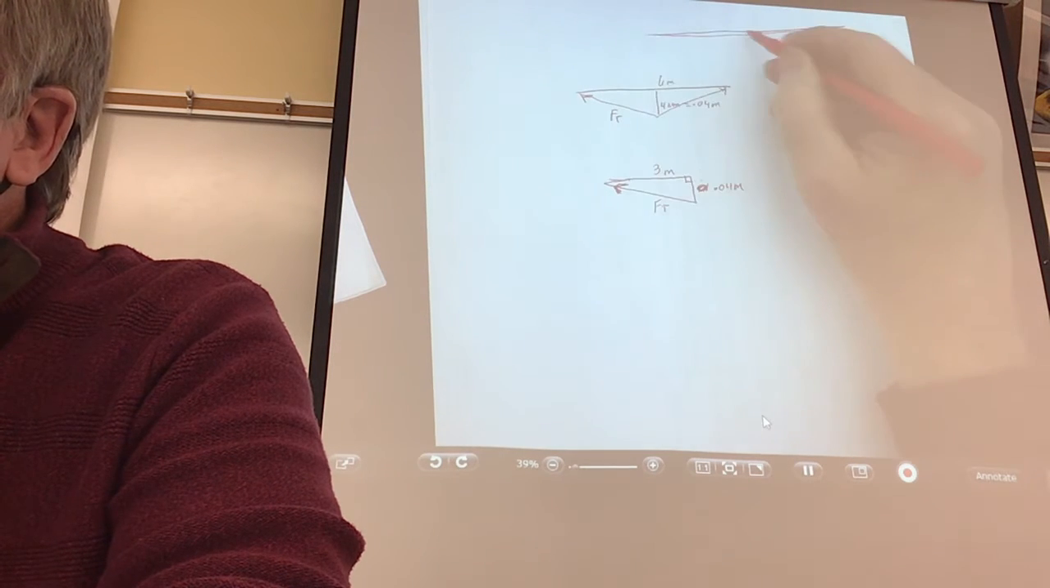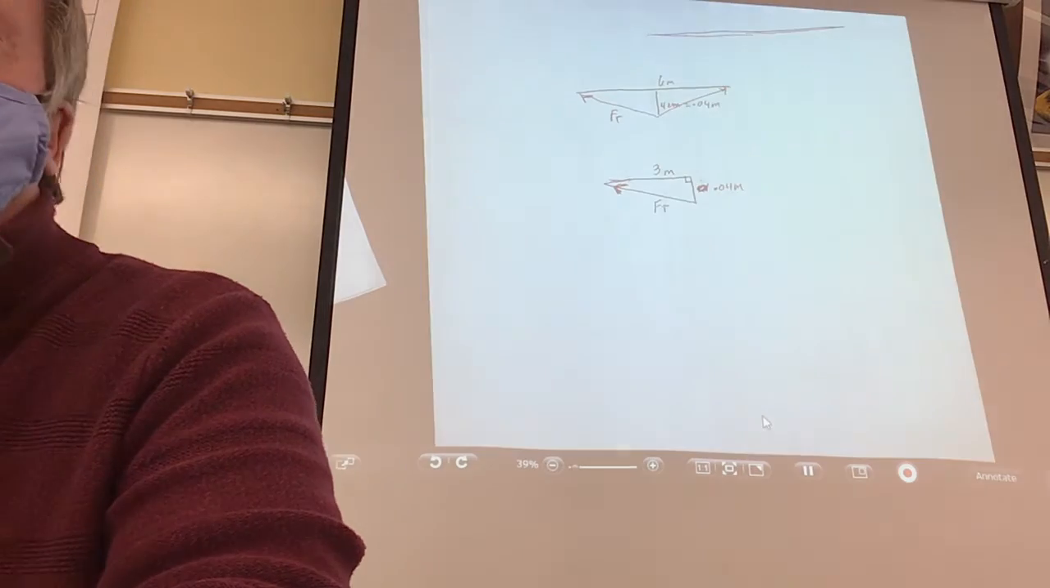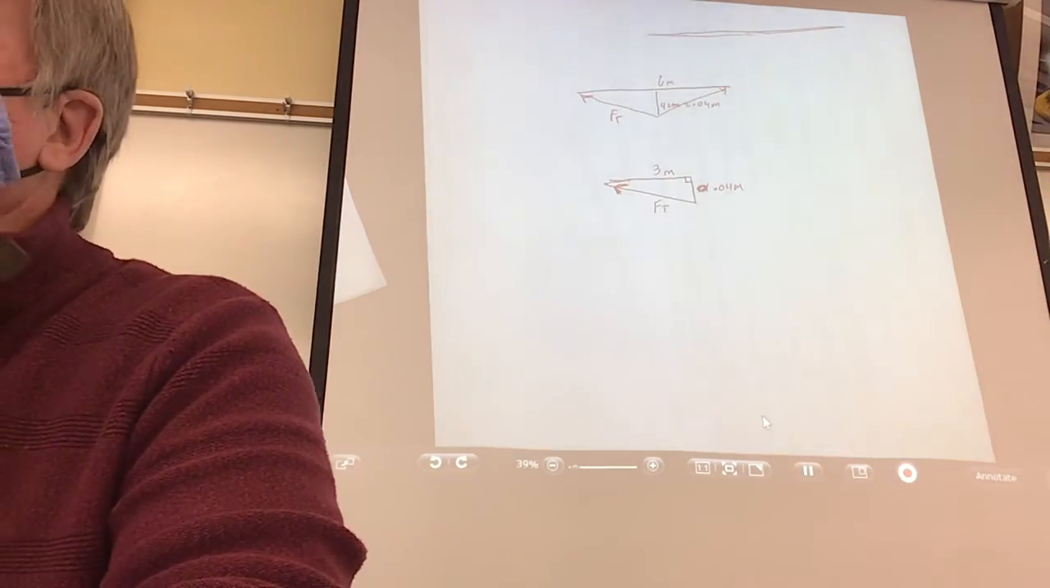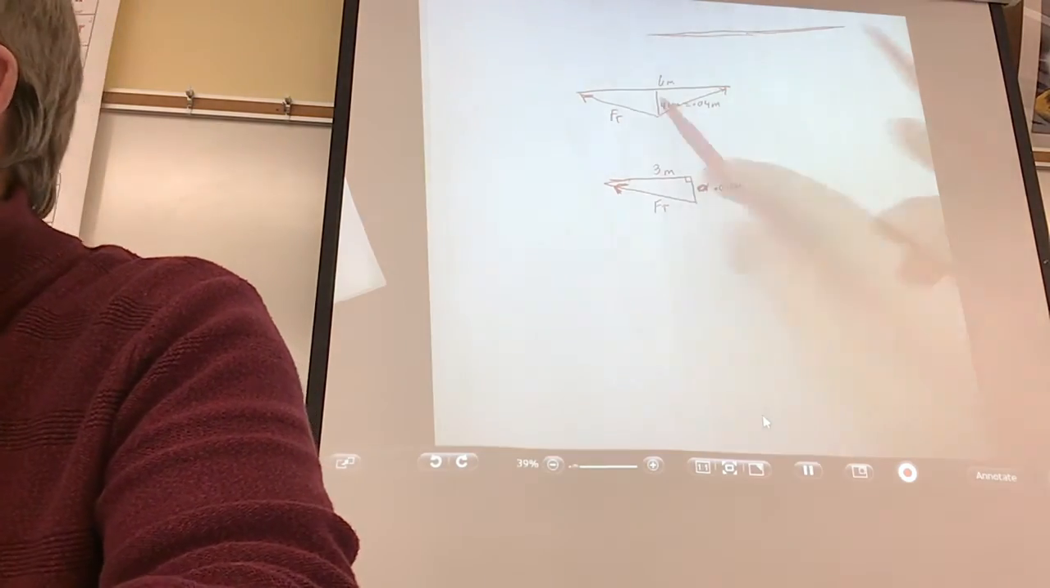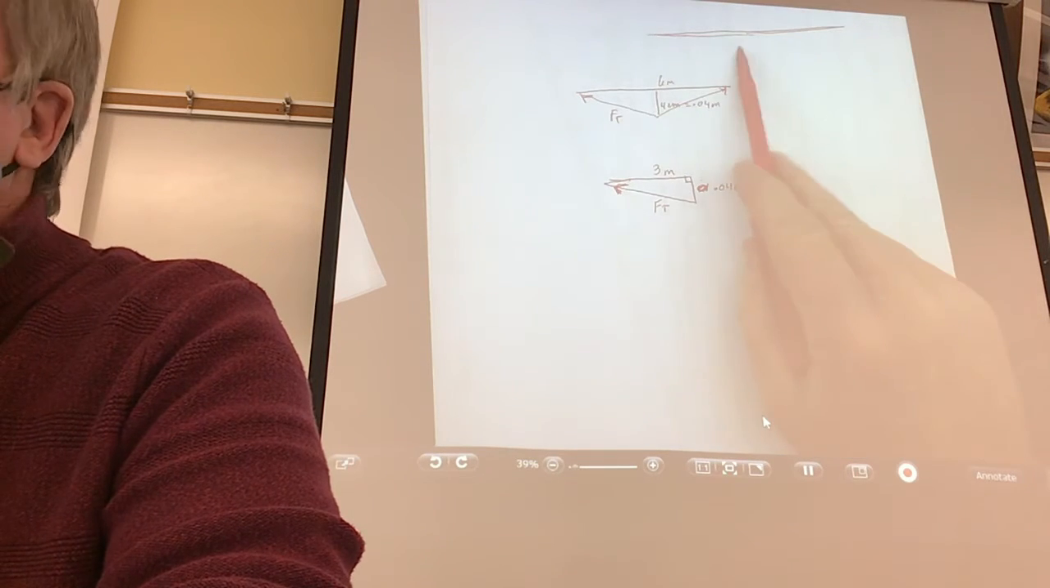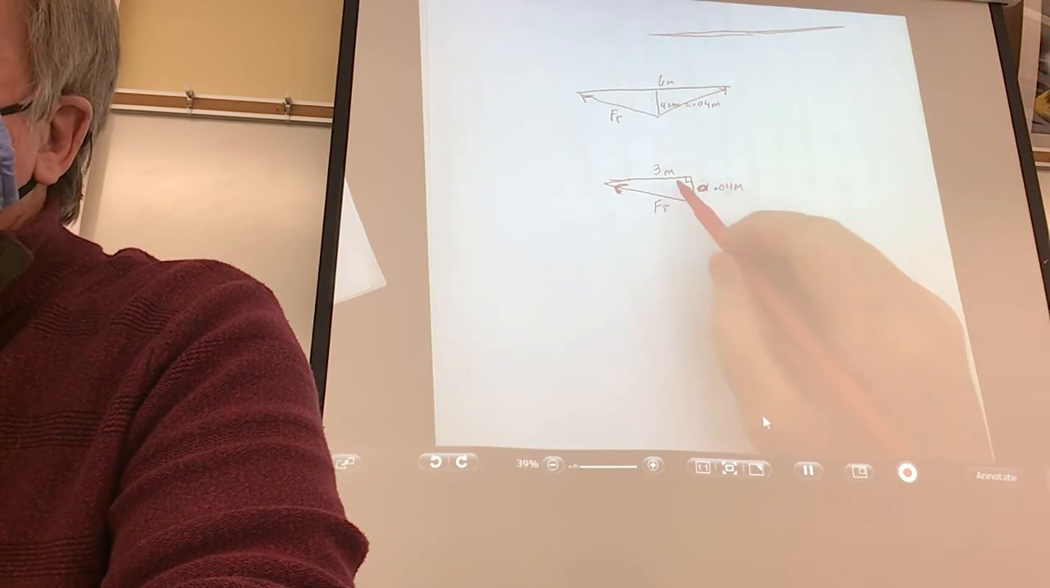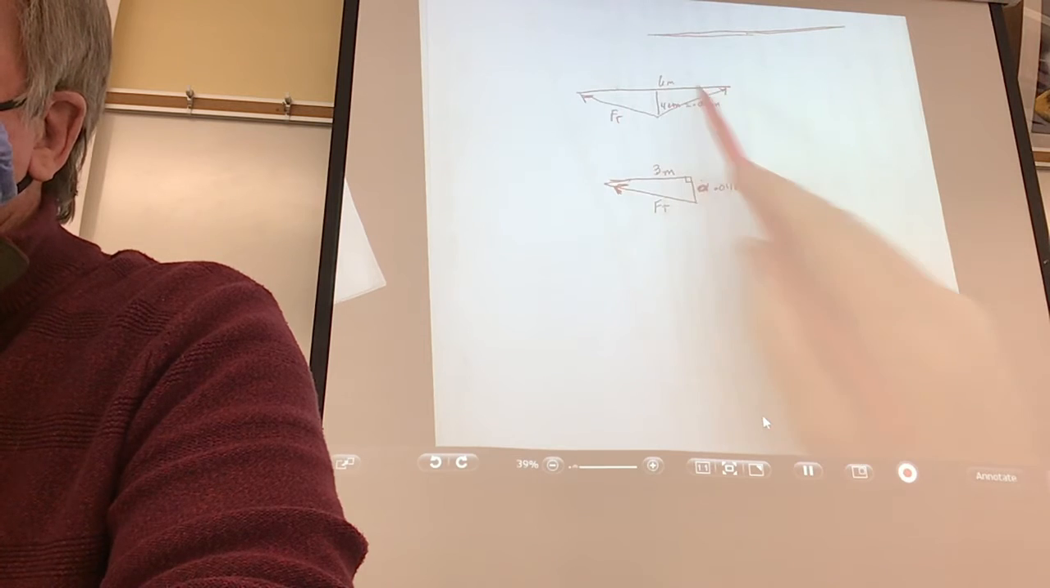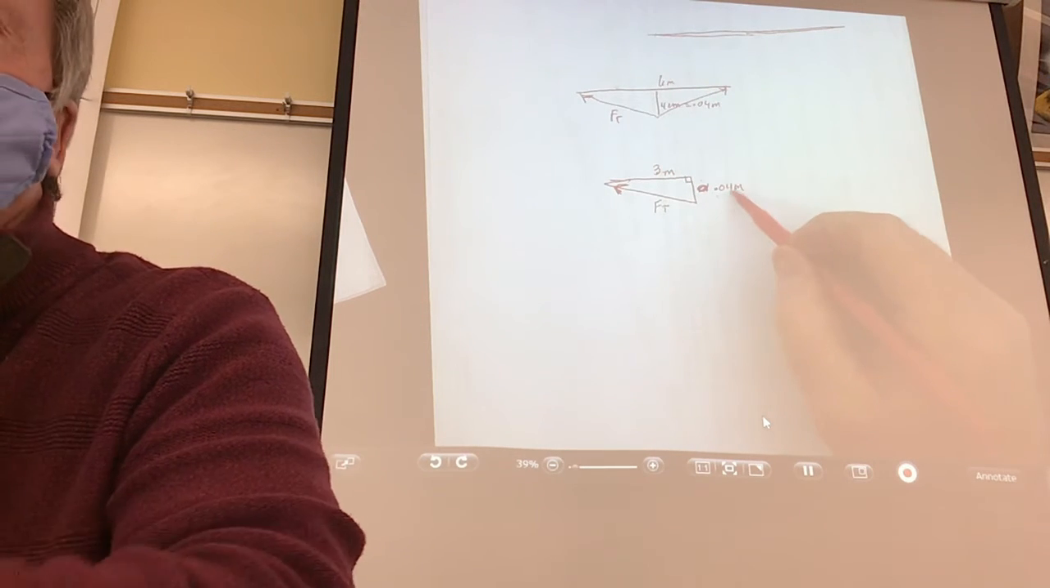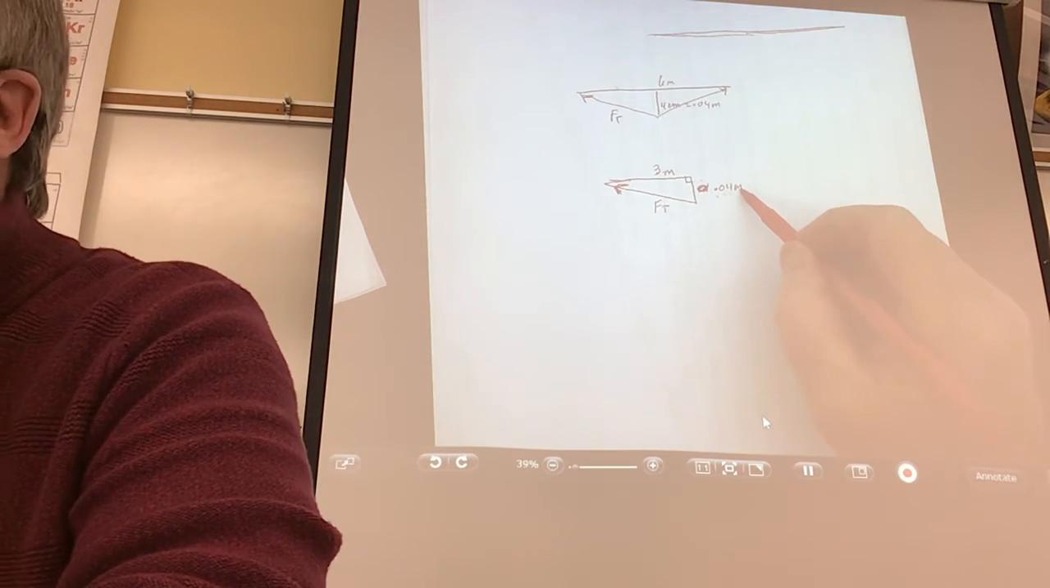So the real diagram would look like that. The wire would only bend a little bit, wouldn't it? The reason they exaggerated it is so you could actually see the triangle. So the real one only bends a little bit. This is 3 meters, that's half of 6, and this is 0.04 meters. So I had to change the centimeters to meters.